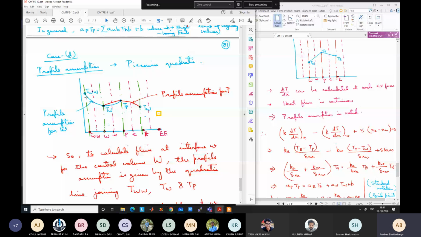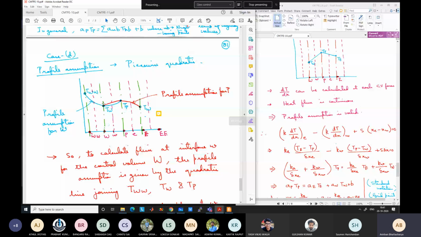Obviously, for this control volume going from this dash pink line to the next dash pink line, this is the control volume, right? So for this control volume, this is the curve, this blue line. So when you are calculating, again you will go through this type of calculation. For this W control volume, the K dT/dx at east you have to calculate, and you can easily calculate it based on the slope of the blue line.